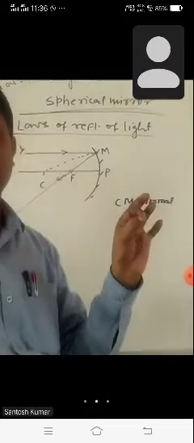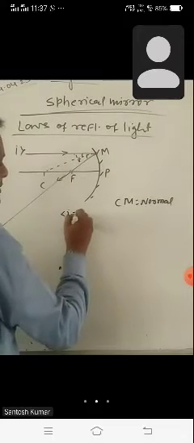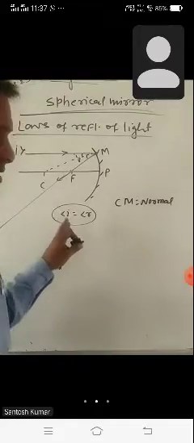Just see the diagram, a very simple diagram. When you join the point of incidence to the center of curvature with a straight line, it will behave as a normal. And this is the angle between normal and incident ray, I. And this is R. So here angle I will be equal to angle R. So it means the law of reflection of light is valid for a spherical mirror also. This is the first case.